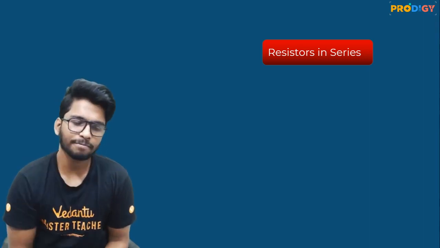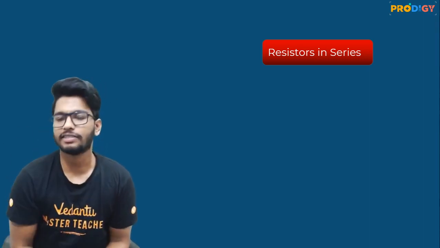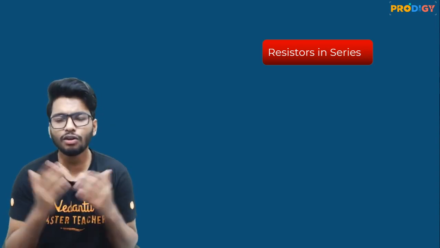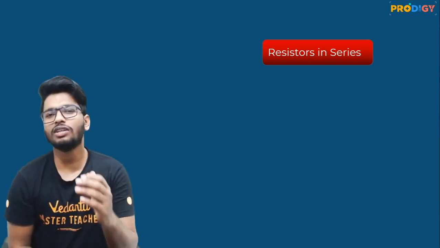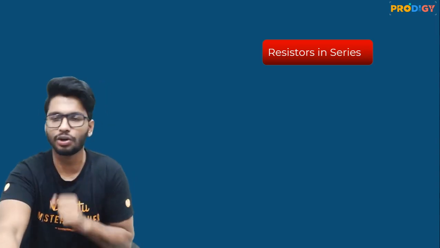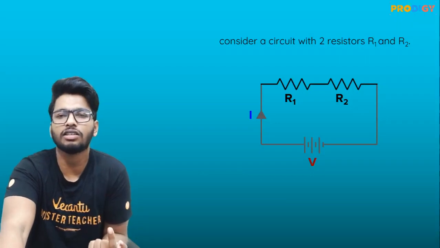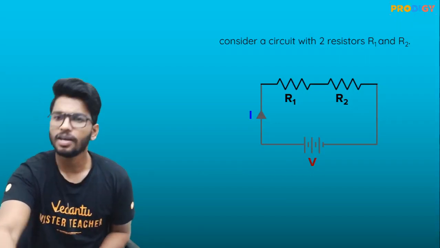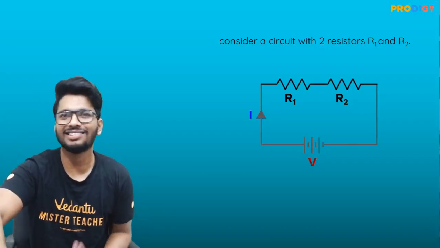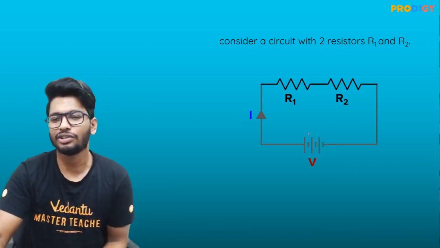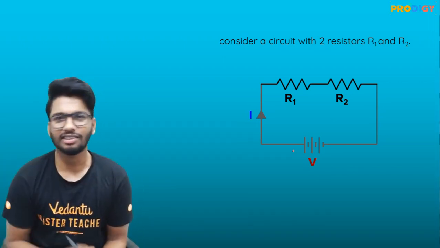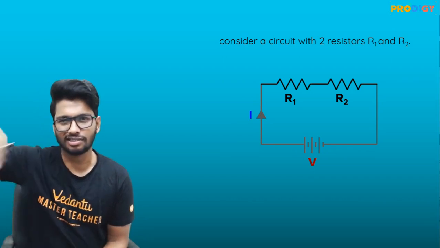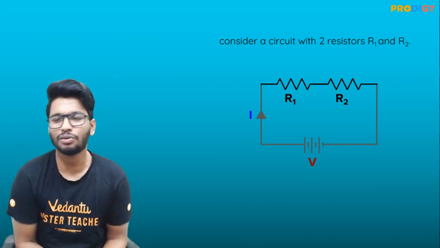Now here's the thing guys, there are two ways to connect resistors. If I have two resistors, there are two ways to connect. One is called a series connection. In series connection, what you do is that you connect one resistor after another. I think you remember that I told you that the symbol used to represent a resistor is nothing but zigzag lines. That is your resistor.